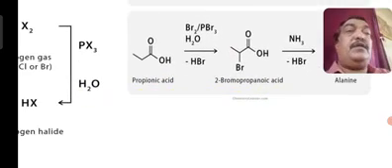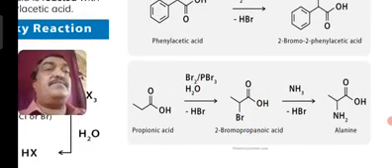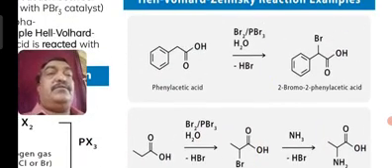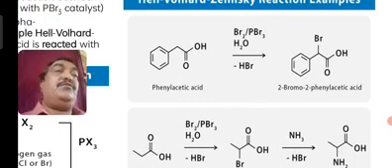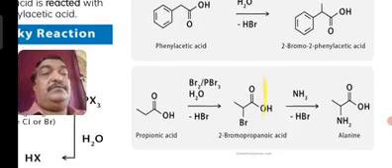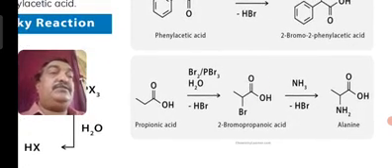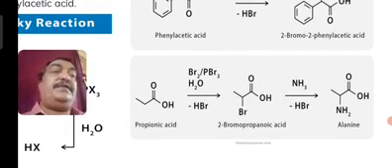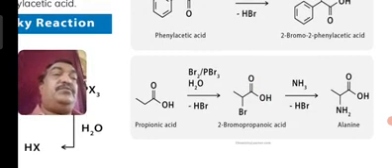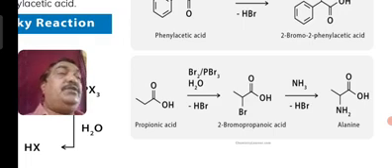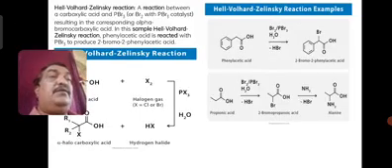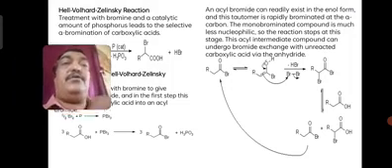Okay, and you can see the other reactions. Phenyl acetic acid, when treated with bromine in presence of PBr3 and water, forms 2-bromo-2-phenyl acetic acid. Then propionic acid, when subjected to bromine and HBr treatment, forms 2-bromo-propionic acid, and this 2-bromo-propionic acid on further aminolysis gives amine.